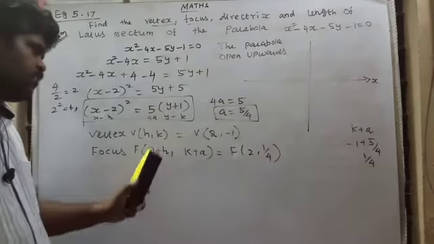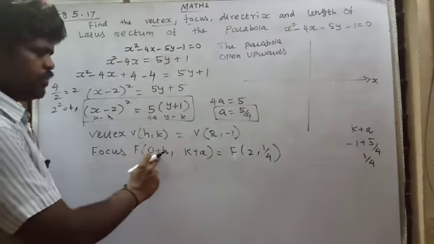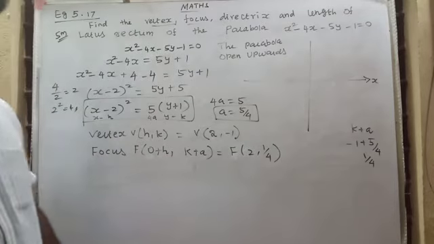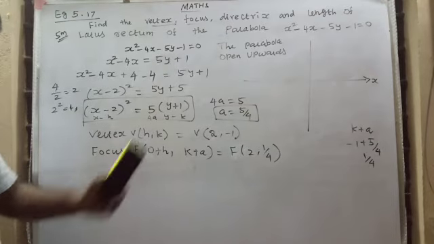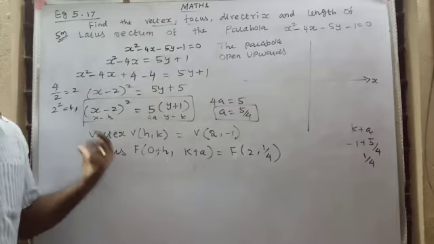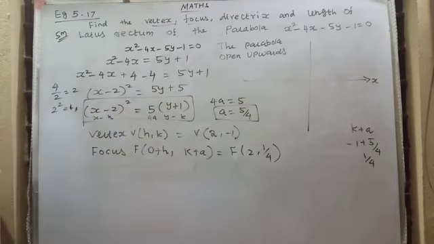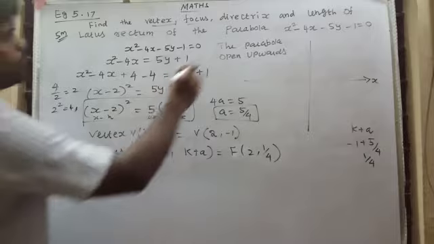Or memorize the formula: focus F is 0 plus h comma k plus a. This will be very important. These formulas are given in the book in a table. Okay, right. And now we want the directrix.